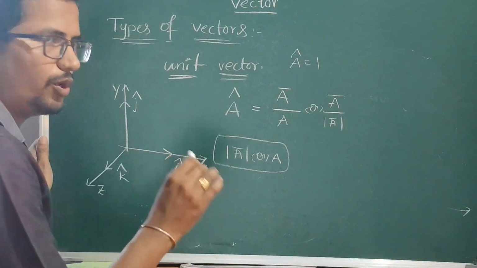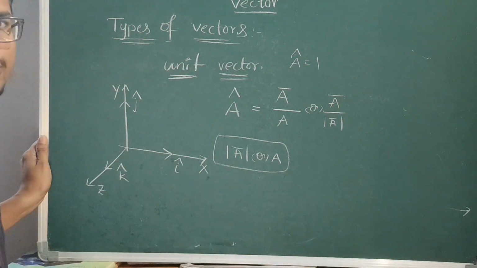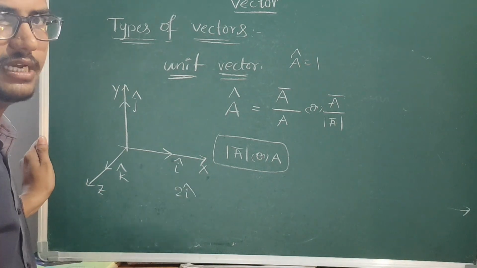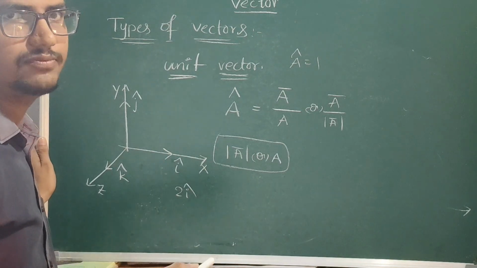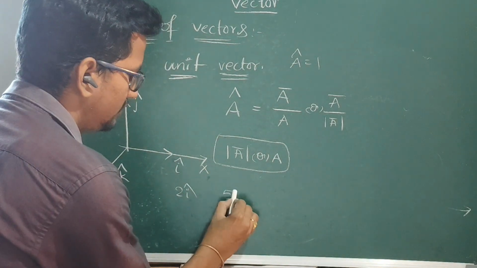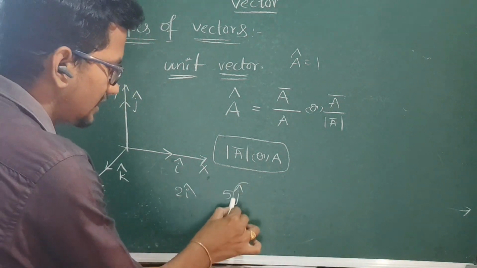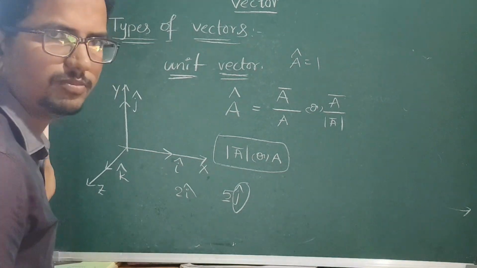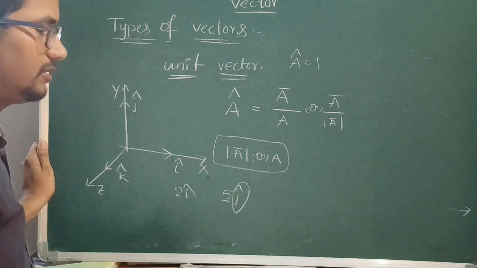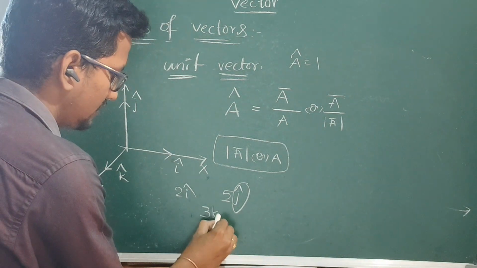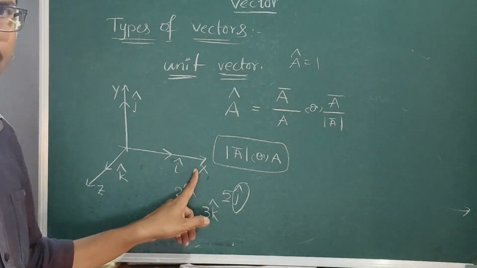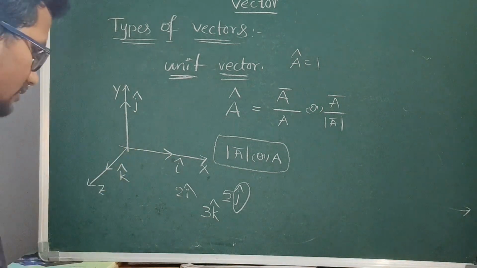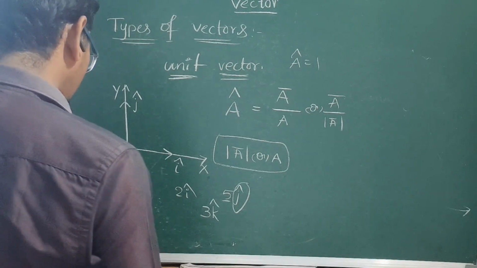For example, a body is moving 2 meters distance along the x-axis direction. 2 meters means 2 into i cap. X-axis means which cap is there? I cap. Or otherwise, another example: a person is walking on the y-axis 5 meters, or 5 newtons, means 5 into j cap. 5 into j cap indicating the direction. 5 is the magnitude, the length of the arrow. Another example: a person is walking on the z-axis with 3 meters. Z-axis means which cap is there? K cap. I cap indicating the body is moving on the x-axis, j cap on the y-axis, k cap on the z-axis. This is the unit vector representation. From this unit vector we can represent everything in this way.